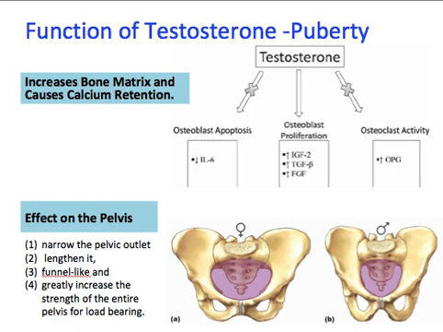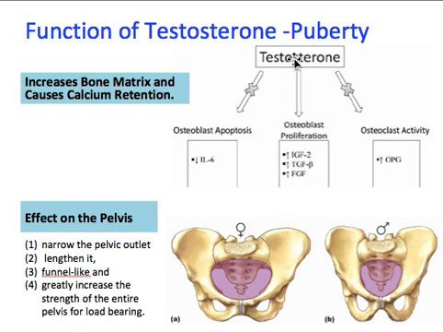So your testosterone also has effects on the pelvis, and your testosterone will now be responsible for narrowing and lengthening of the pelvic outlet. It gives the pelvis a funnel shape, and there's also a great increase in the strength of the entire pelvis for load bearing. So this explains the difference between the narrow hips of males as opposed to the wider hips of females, and this is mostly an effect of your testosterone.